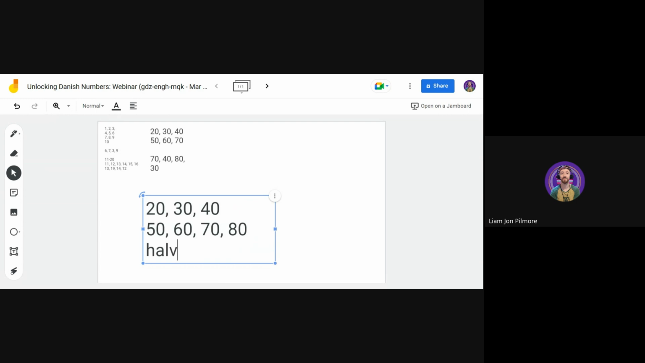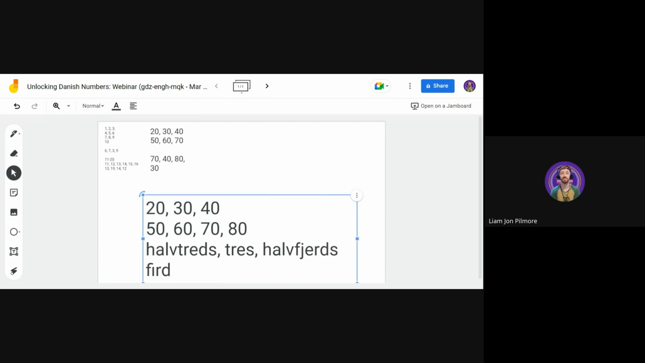So if I write them out as well, halvtreds, take away the halv, the next one is treds. So this needs an S. Yeah, it's a silent D. That's what I was saying. The way you write them and the way you say them can be a bit annoying. But whatever, it's just a memory game. Then we have halvfjerds, like this. Again, take away the halv, you're left with fjerds. Again, they're not exactly the same sound, but they're pretty close.